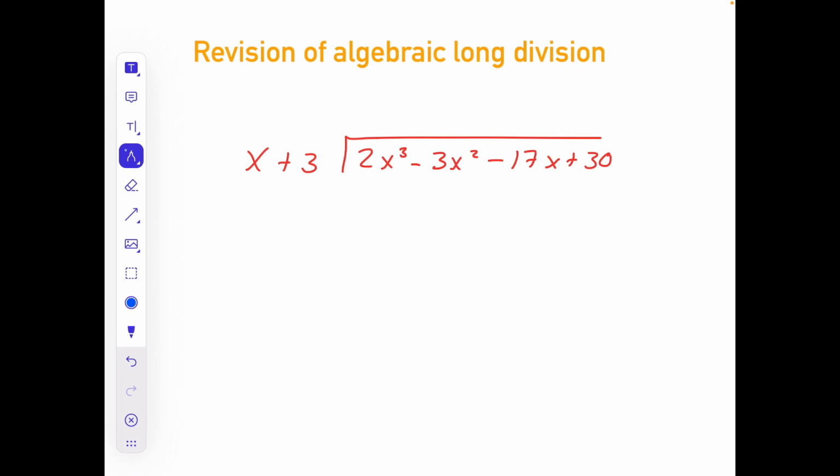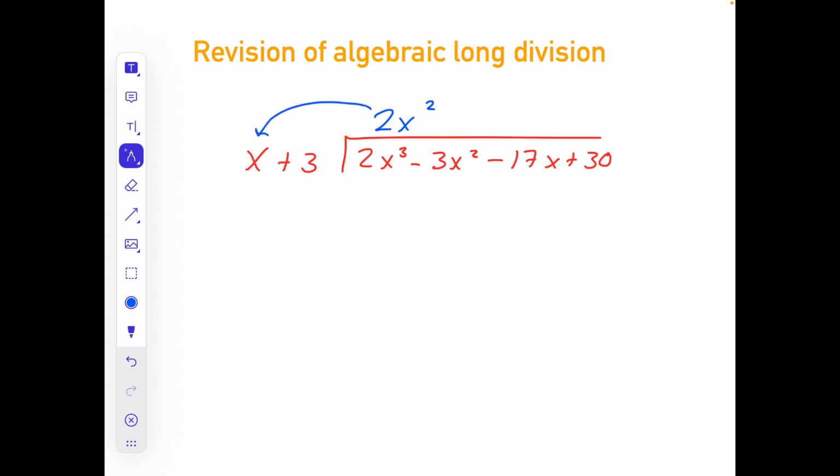So we want to divide x plus 3 into 2x cubed minus 3x squared minus 17x plus 30. My first step, I'm going to take this x, and in my head I ask, what will I multiply x by to get 2x cubed? So to go from x to 2x cubed, we have to multiply it by 2x squared, and we write that up on top.